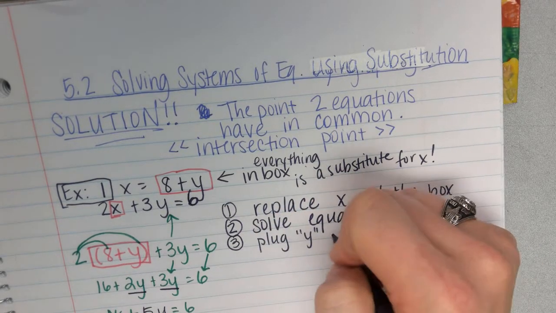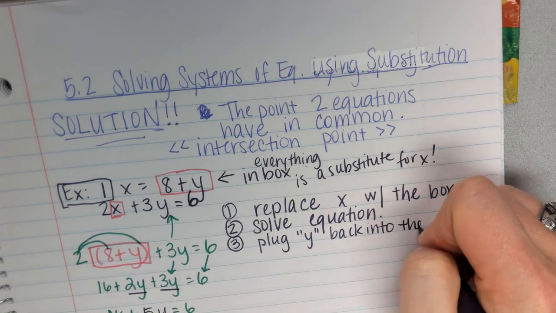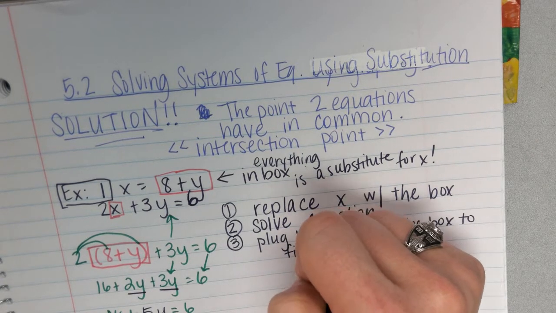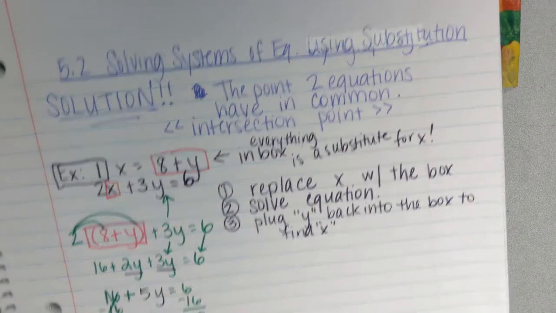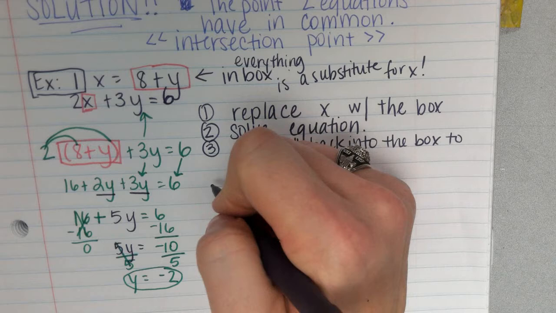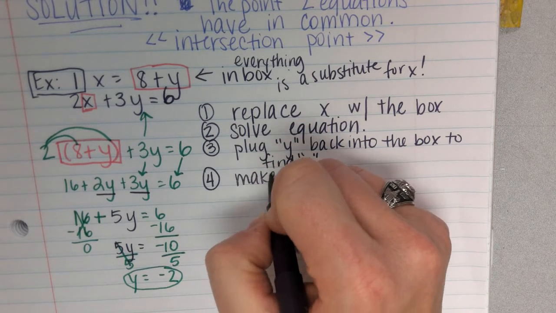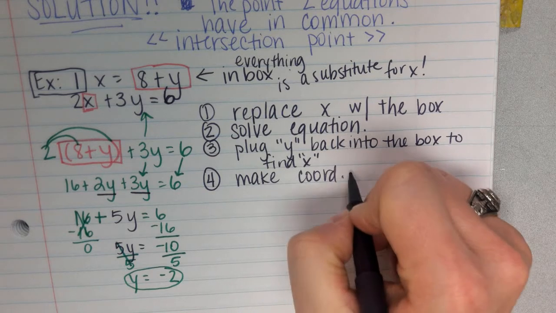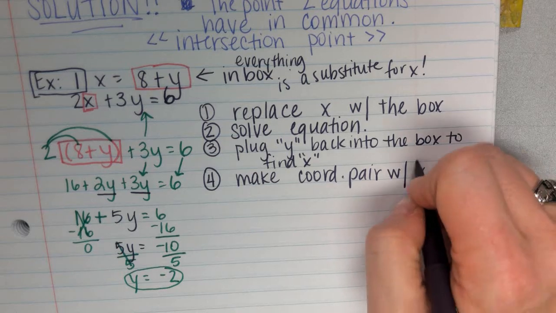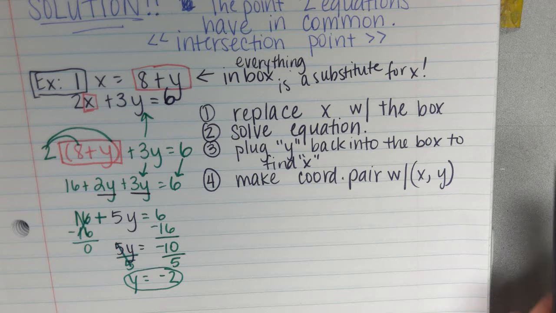Plug y back into the box to find x. Okay? We got to plug y back into the box to find x, and then you'll have your y, you're going to make a coordinate pair with your x, comma, y. That's how you make your answer. Okay? So let's do that.